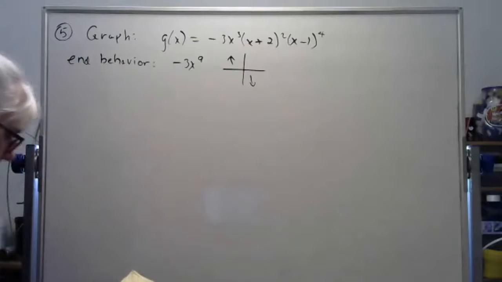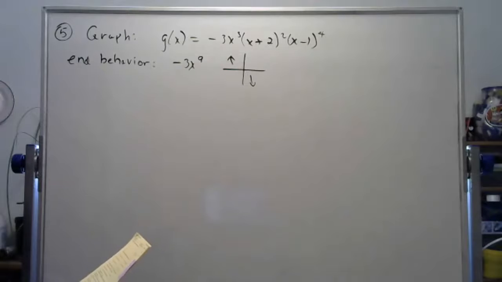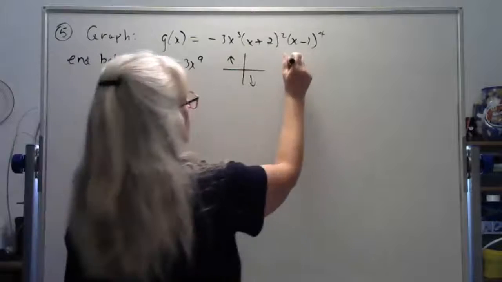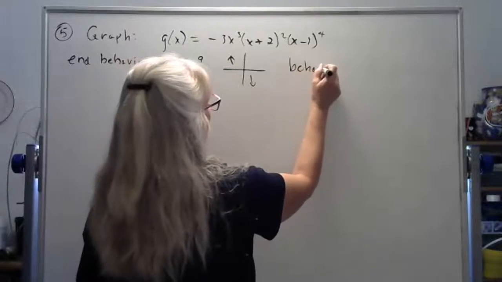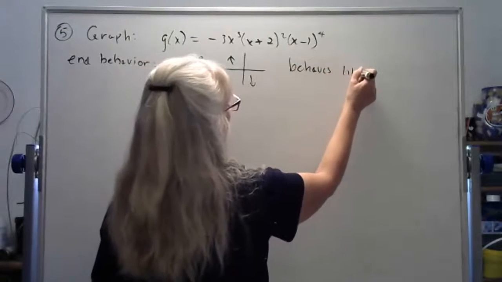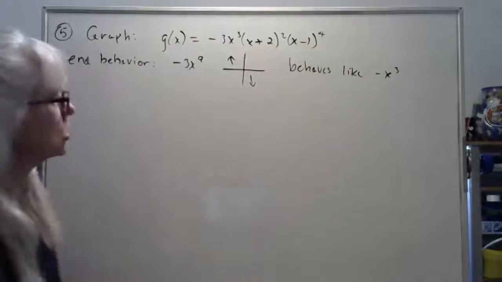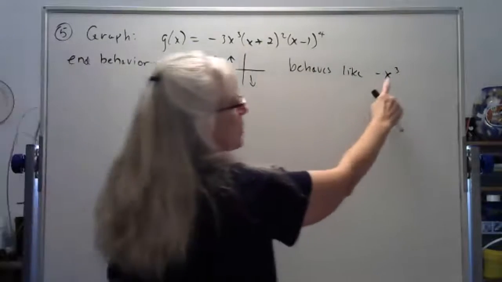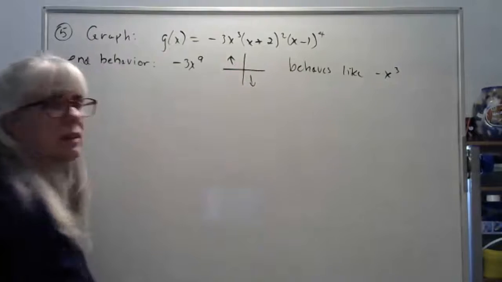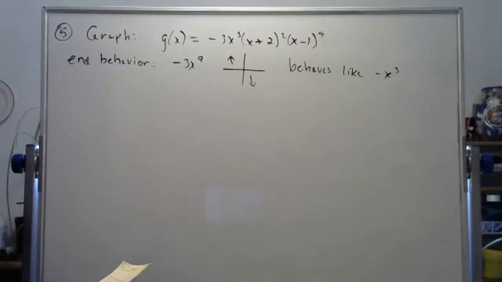So our end behavior. And what they're asking for is the graph behaves like what? In this case, it behaves like -x cubed. But again, if on your work you're doing this, then I don't care what you type in there because I'll catch it off of this. That's why sending that work is so important to me.